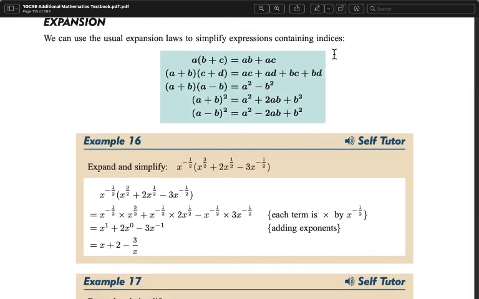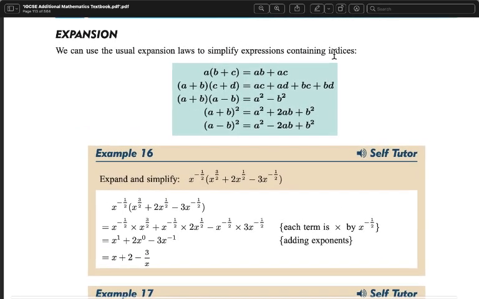So, for example, in this case, a times b plus c is going to equal ab plus ac. A plus b times c plus d: each of the terms will be multiplied at once. ac plus ad plus bc plus bd, as each term will multiply with each other at least once. When a plus b is multiplied with a minus b, the terms will cancel out as there is one positive and one negative, so the final equation will be a squared minus b squared.